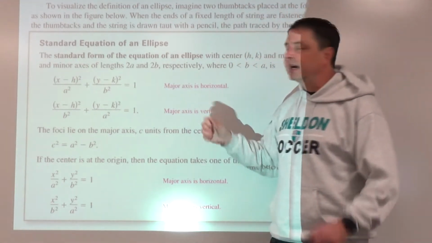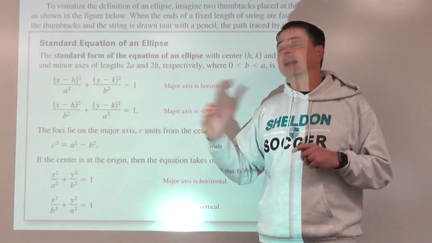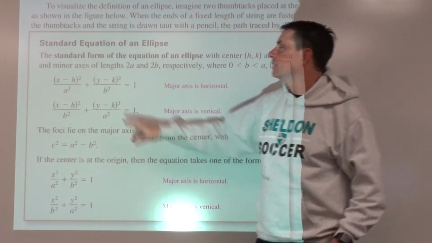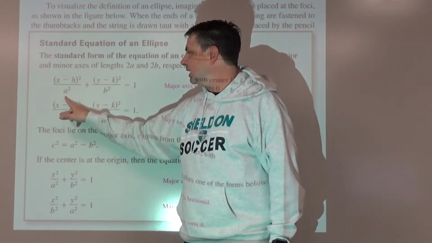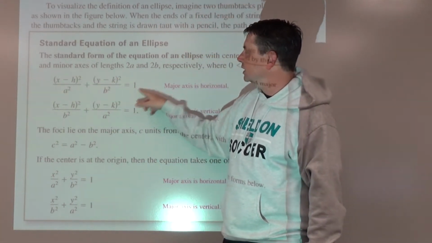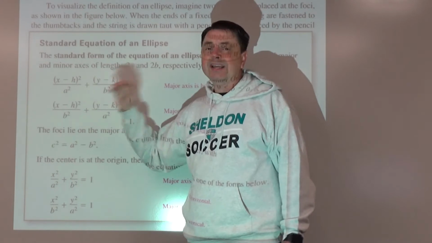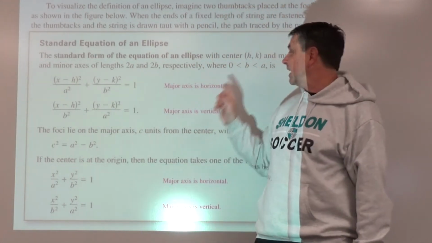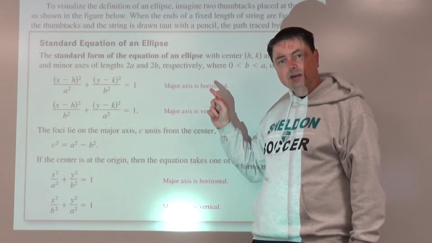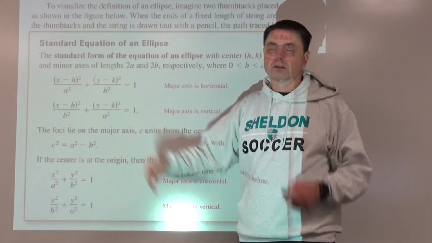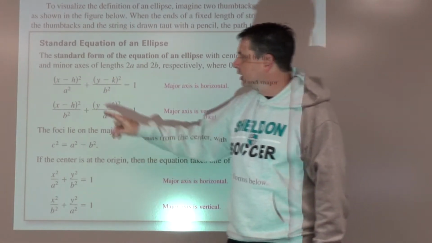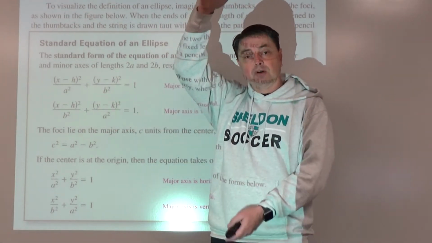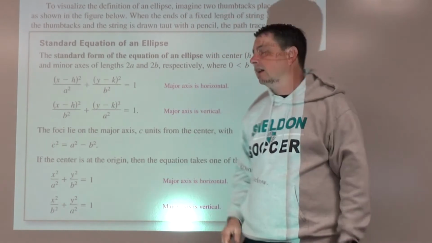So if we've got, as the picture showed, a horizontal major axis, so it's going to be wide and short, then it's x minus h squared over a squared plus y minus k squared over b squared equals 1. a squared will always be the bigger denominator because a has to be bigger than b, because a is the distance to the farthest point. So if a squared is under y, you know that it's going to be a vertical, tall and skinny ellipse.